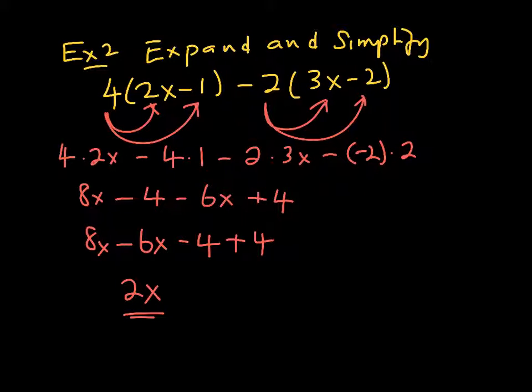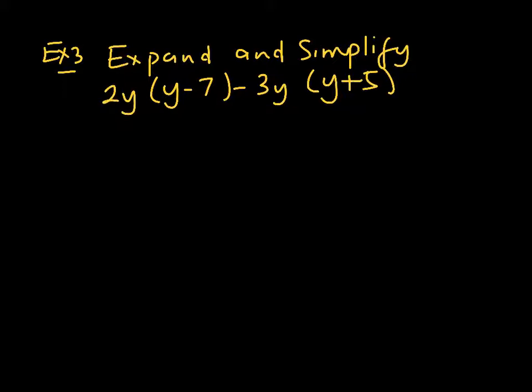So when you expand and you simplify 4 into 2x minus 1 minus 2 into 3x minus 2, what you have left is 2x. Expand and simplify 2y into y minus 7 minus 3y into y plus 5. Okay, so if we want to expand, we go ahead and remove the bracket, but before we do that, we distribute what we have outside the bracket to what is within the bracket. So that's exactly what we're doing here.